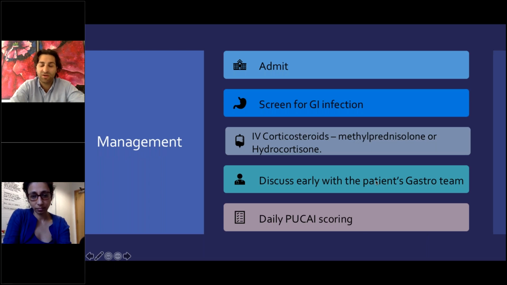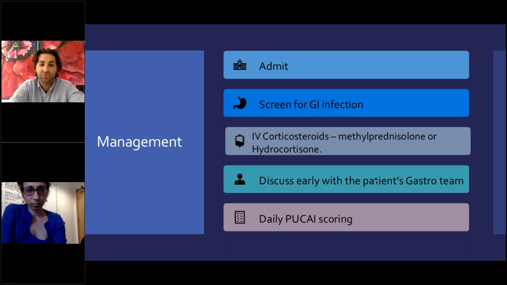The plan for this child would be admit. They've got an acute severe colitic episode. You screen for GI infection. Once you're happy that that's clear, you start IV corticosteroids. So either methylprednisolone or hydrocortisone, depending on where you are and what their unit advises, and discuss early with the patient's gastro team.